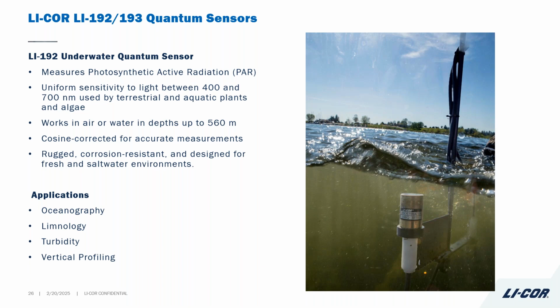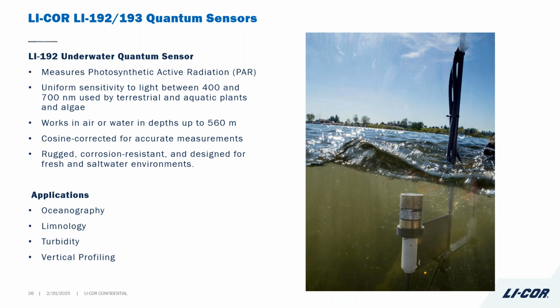These sensors are also built with corrosion-resistant materials, ensuring durability in both freshwater and saltwater environments. So when we're talking about applications for these types of sensors, in oceanography, it can be used to measure downwelling PAR. So basically how much light penetrates the ocean surface to assess photosynthesis in marine ecosystems.